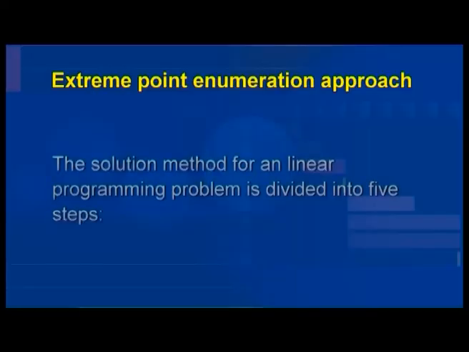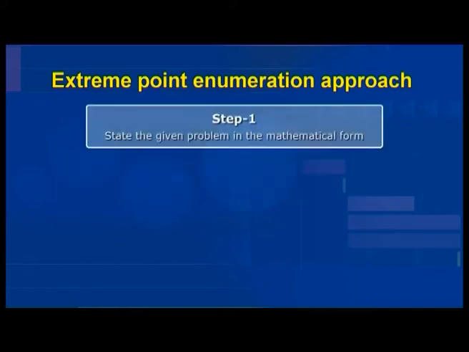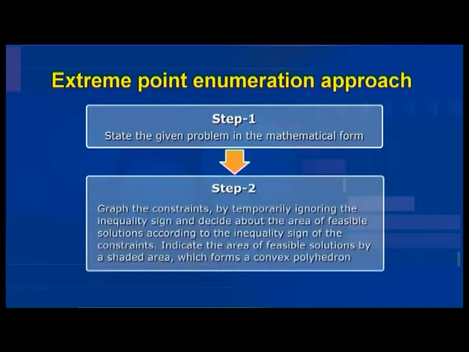Extreme point enumeration approach. The solution method for a linear programming problem is divided into 5 steps. Step 1. State the given problem in the mathematical form. Step 2. Graph the constraints by temporarily ignoring the inequality sign and decide about the area of feasible solutions according to the inequality sign of the constraints.